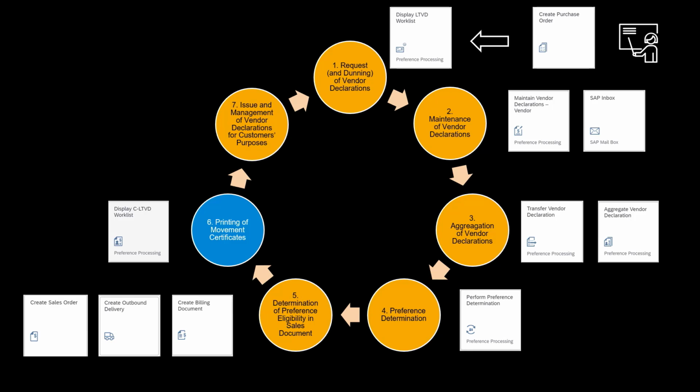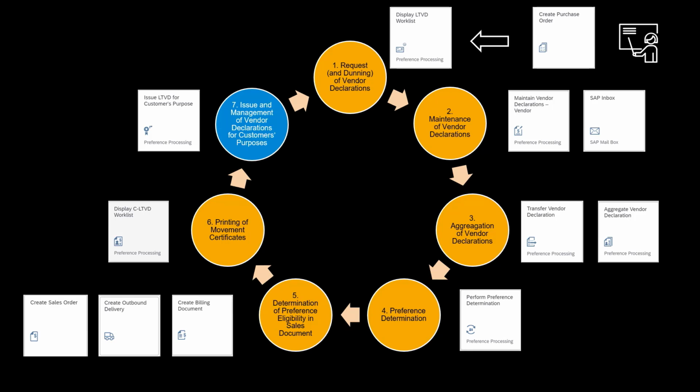When preference eligibility has been determined, we can issue vendor declarations for our customers. By showing our customers that our goods are eligible for preferential treatment, we can stay one step ahead of the competition. We can also revoke a long-term vendor declaration that has already been issued to customers if there are changes to the prerequisites for preference eligibility for a product in the vendor declaration.